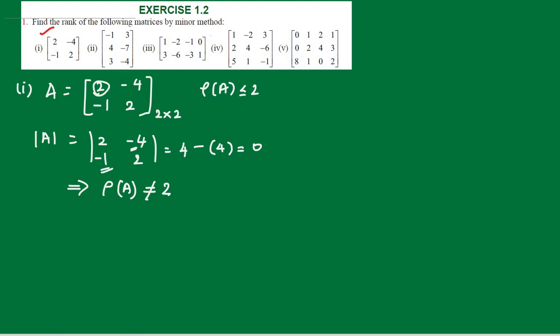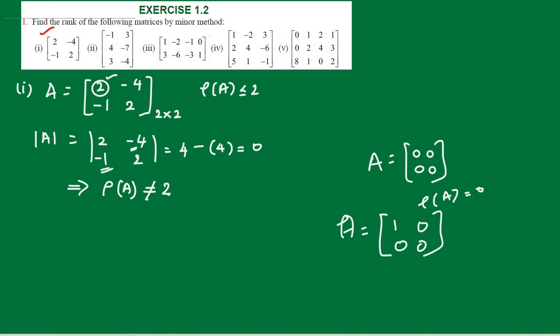Here in the given matrix, there exists at least one non-zero element. Any non-zero element of the given matrix is non-zero. For example, if we get a matrix A equal to 0, 0, 0, 0, then this is a null matrix, so the rank we can say is equal to 0. Suppose A is a matrix with 1, 0, 0, 0. Here we have one zero row and one non-zero row. There exists at least one non-zero element. So in this case, we can say the rank is equal to 1. This is for example we have taken.